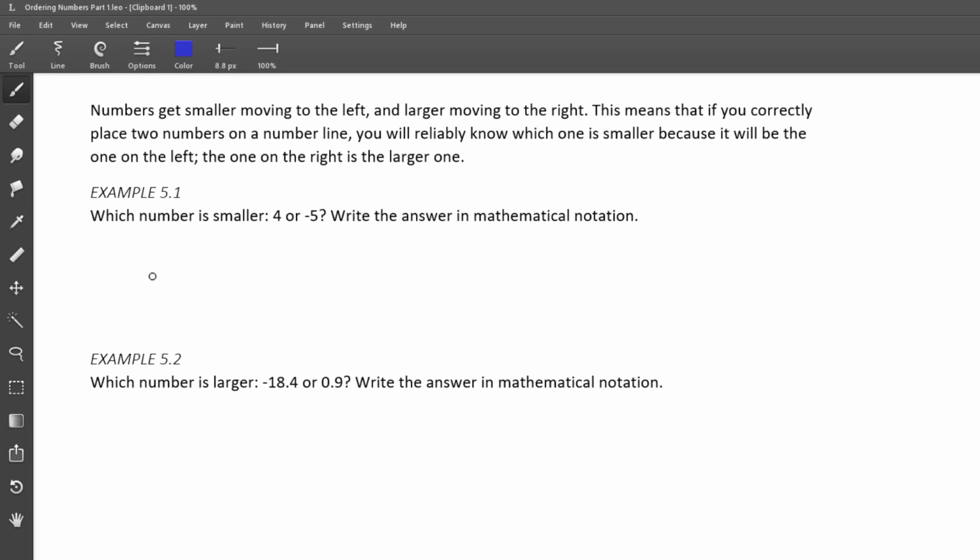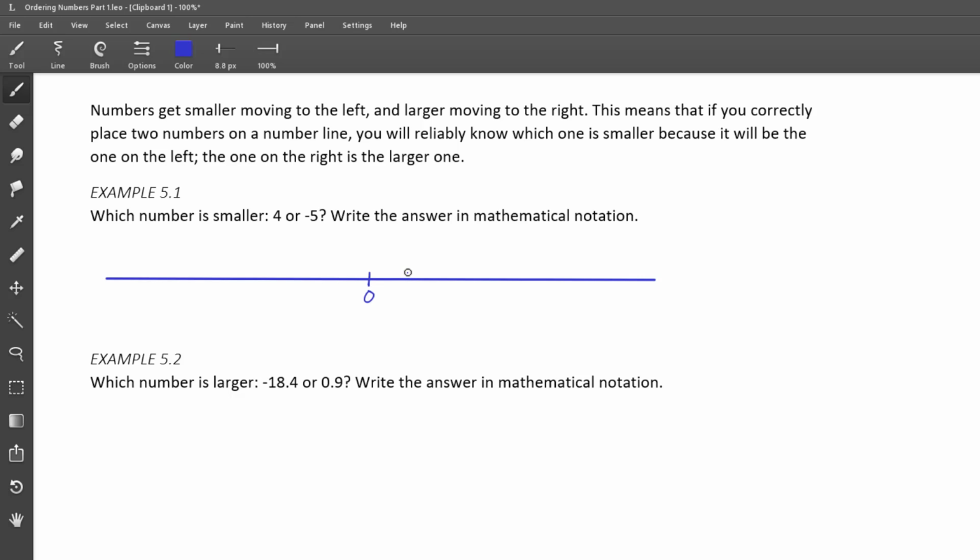Taking a look at example 5.1, we're asked which number is smaller, 4 or -5? Further, we're asked to write the answer in mathematical notation. So having just recommended the use of number lines, I'm going to go ahead and draw one. Because this is one of our earlier examples, I'm going to go ahead and write in all of the numbers on this number line that I'm going to need.